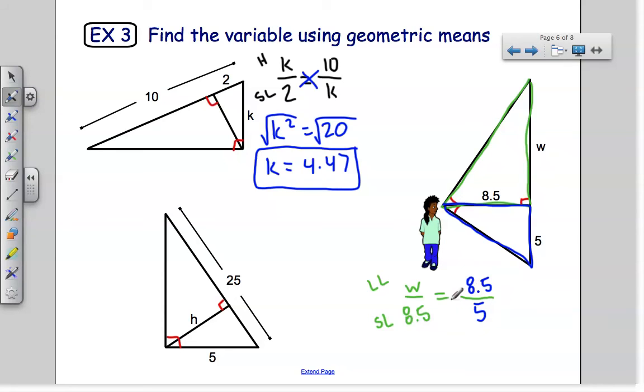Oh hey, it's geometric mean because 8.5 is diagonal from itself. So really it'll end up being like 8.5 squared, which is 72.25. And multiplying this way, I get 5W. I'll divide by 5 on both sides, and I get W equals 14.45. That's exact. And there we go.